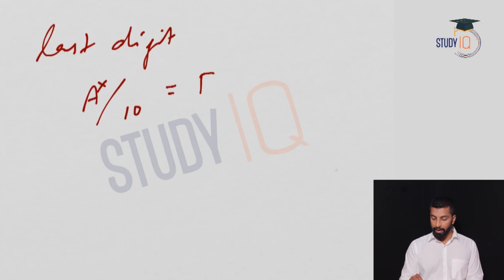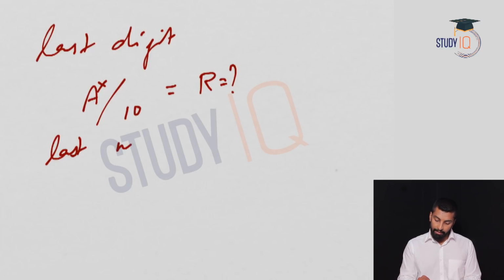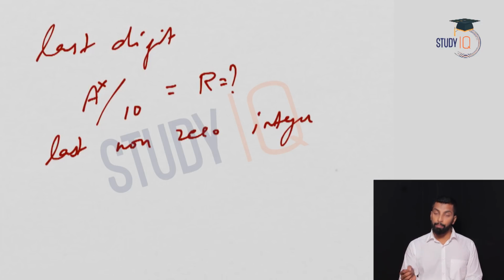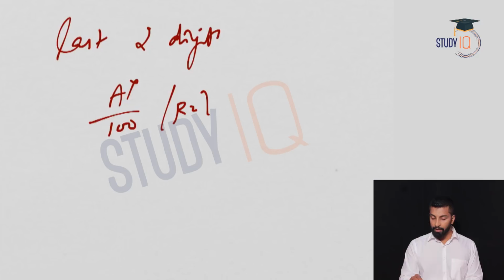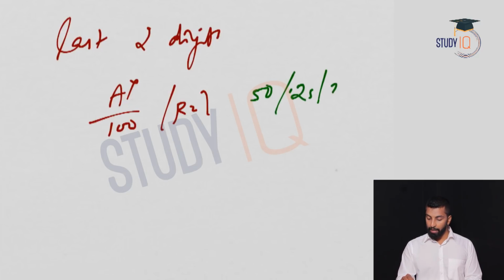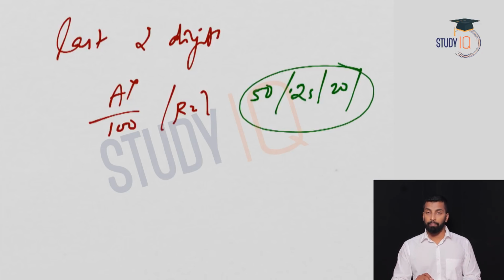So we have completed last digit or a number divided by 10. What is the remainder question? Or you can get question like last non-zero integer in the previous video. In this video we completed last two digits or a number divided by 100. What is the remainder? They can also ask you divided by 50, divided by 25, divided by 20, divided by 10, 4, 2, etc. Any factors of 100. But if you get the last two digits, you can solve all these questions.